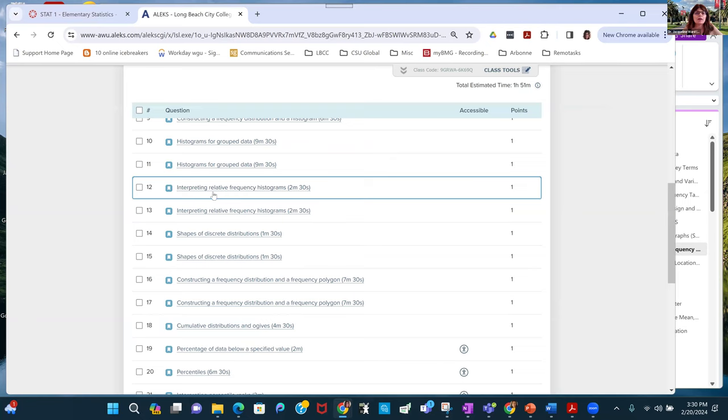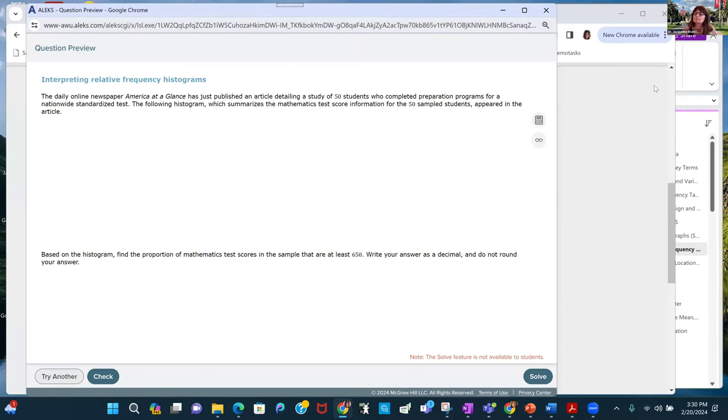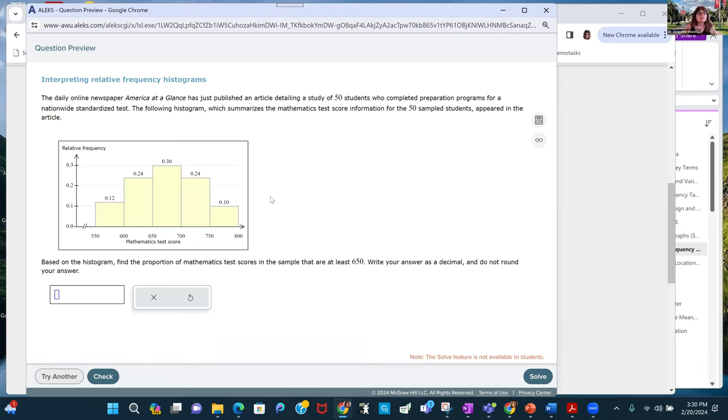So let's continue on with relative frequency histograms. The daily online newspaper America at a Glance has just published an article detailing a study of 50 students who completed preparation programs for a nationwide standardized test. The following histogram, which summarizes the math test score information for the 50 sample students, appeared in the article. So, based on the histogram, find the proportion of math test scores that are at least 650.